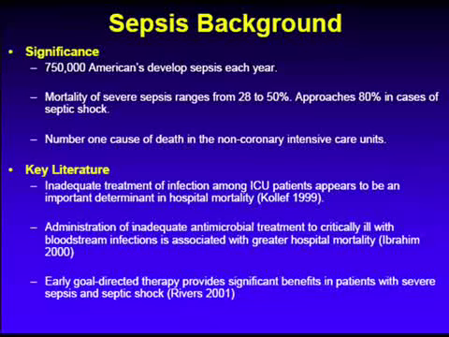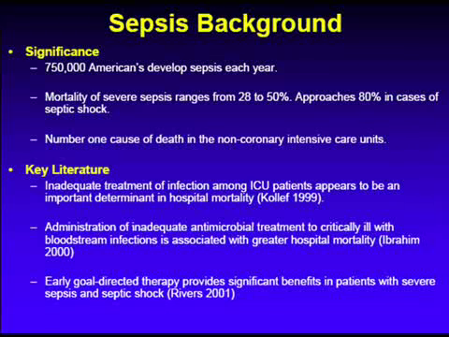Some notable literature includes a paper in 1999 by Dr. Marin Kollef out of Washington University. He found that inadequate treatment of infection among ICU patients appears to be an important determinant in hospital mortality. That is, if the patients were treated with the right antibiotic, an antibiotic that targets the organism, or the organism is sensitive to the antibiotic, this would be termed adequate. Inadequate treatment, on the other hand, is when you do not give the right antibiotic, or if the pathogen was resistant to the drug, then that would potentially cause an increase in poor outcomes in those patients.